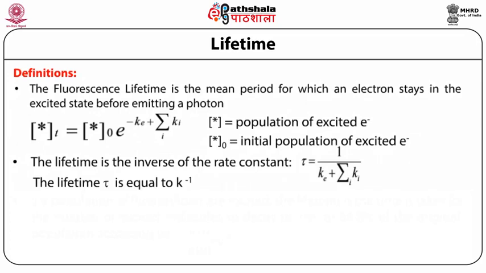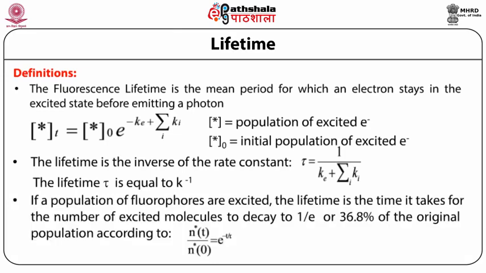The fluorescence lifetime is the mean period for which an electron stays in the excited state before emitting a photon, and that can be written as N star at time t is equal to N star at time t equals 0, e to the power minus (ke plus sum over ki) t. The lifetime is the inverse of the rate constant, which is written as tau f is equal to 1 divided by ke plus sum over i of ki.